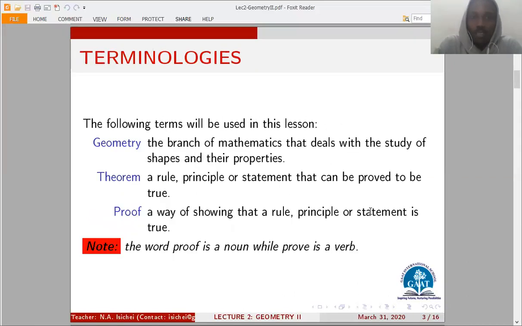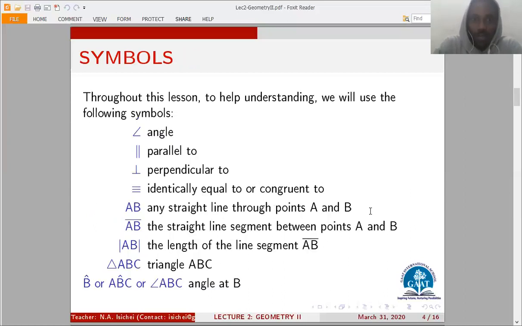So these are terminologies I believe you've seen in the last video, and symbols that you are also going to use, which you have also seen in the previous video.